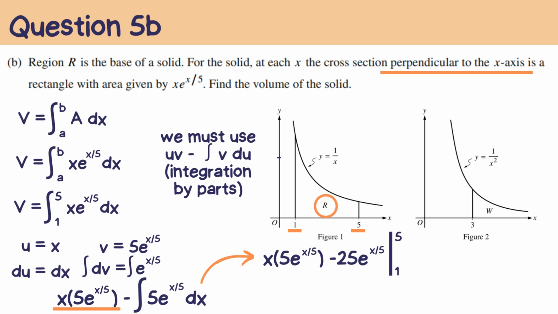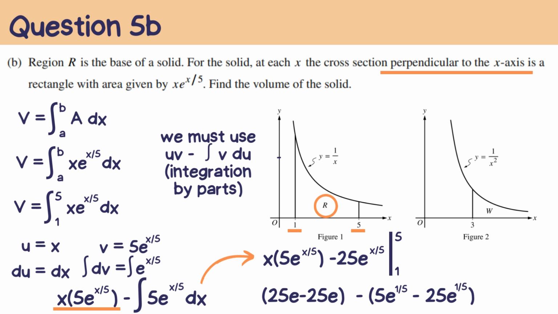So we're not quite done yet. And so I'm just going to evaluate it, plugging in a 5 into the expression. We get this, so 25e minus 25e minus, and then you substitute all the x's for the 1's as well, which if we do that, we get 5e to the 1/5 minus 25e to the 1/5.